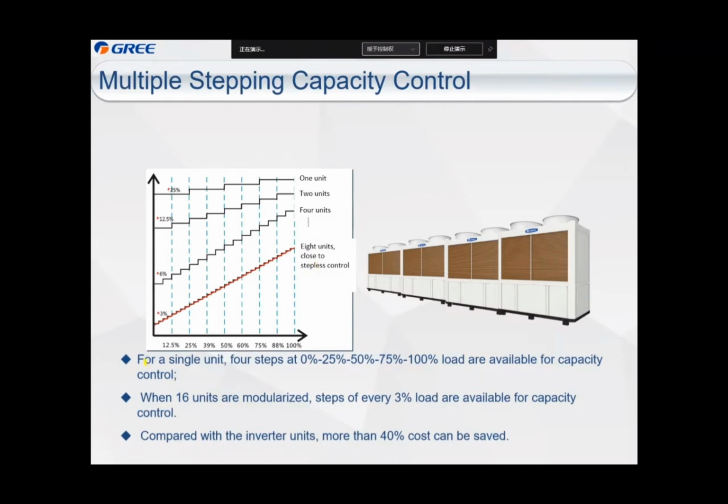You see here, there is the explanation. For a single module, 4 steps is for the unit with four compressors. Actually, at the beginning, we have already introduced this. And the part load, the minimum for single module is 25%. For the modular system, when this modular system has 16 units modularized, the minimum working load is 3%. 3% load is available for capacity. So the advantage is that under part load, the unit can consume less energy.